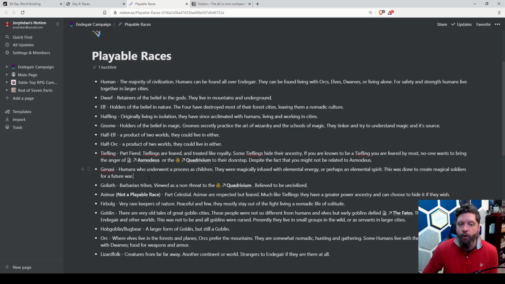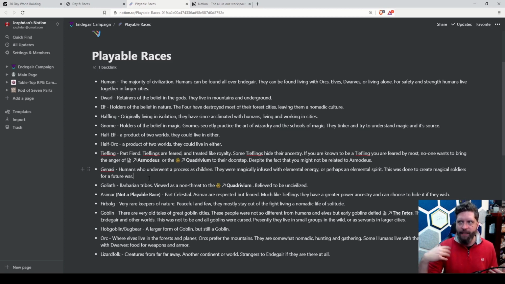Jannasi are humans who underwent a process as children to be magically infused with elemental energy, or perhaps even an elemental spirit. And I like this idea where the pact keepers are making pacts with other creatures, and they're like, well, how can we take that a step further and bypass that?